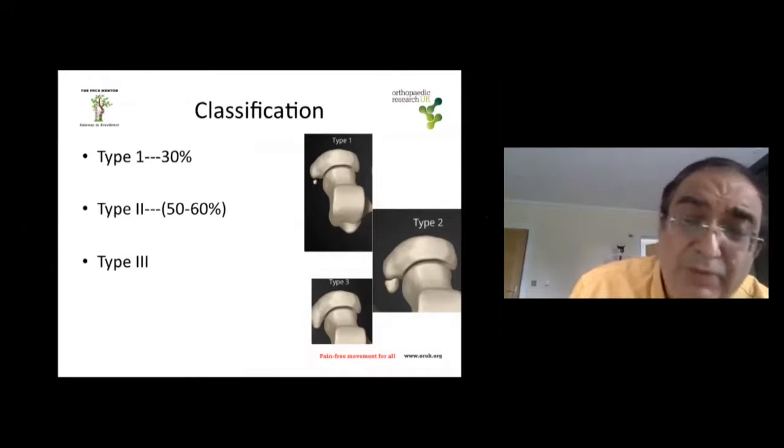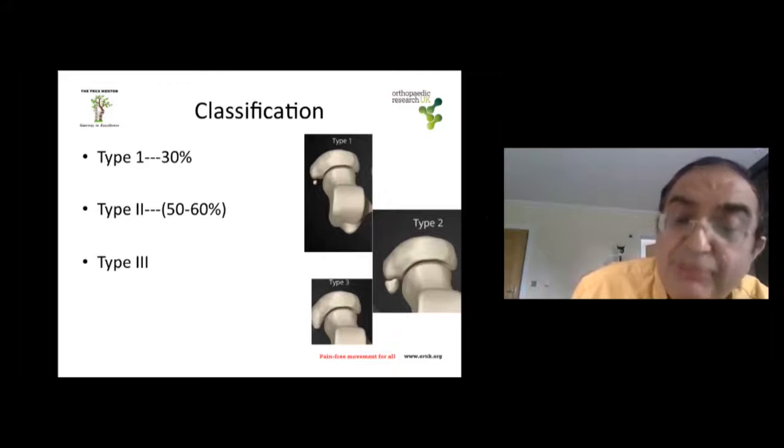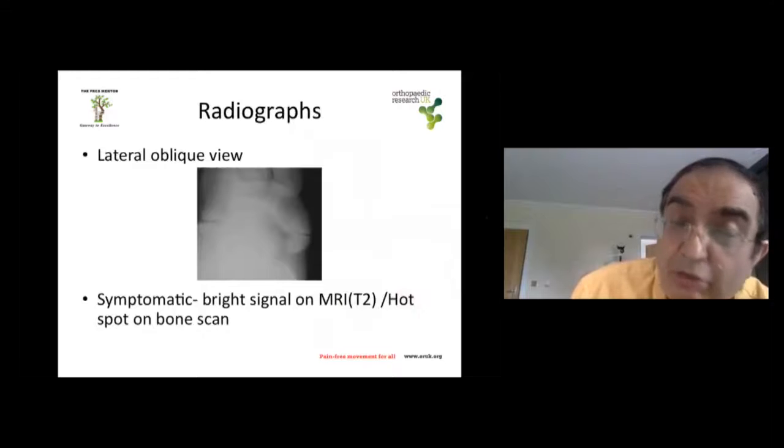Type two is about a 1.1 to 1.3 centimeter size bone, which is connected to the navicular with a cartilaginous joint. And type 3 is where it fuses with the navicular and you can't see it as a separate bone. The commonest is type 2. Now, again, on x-rays, the lateral oblique view is quite good. You can see the ossicle there.